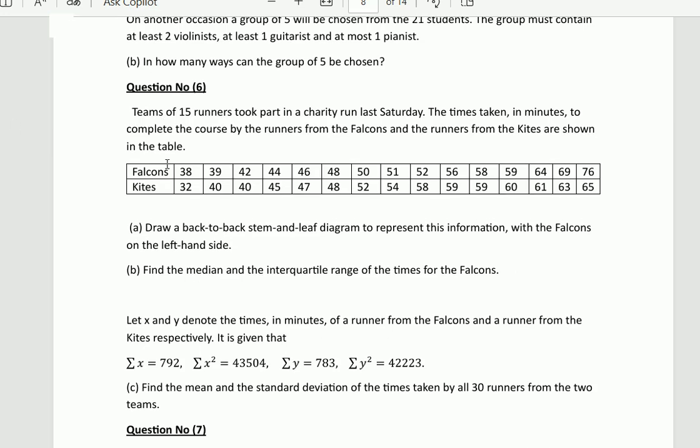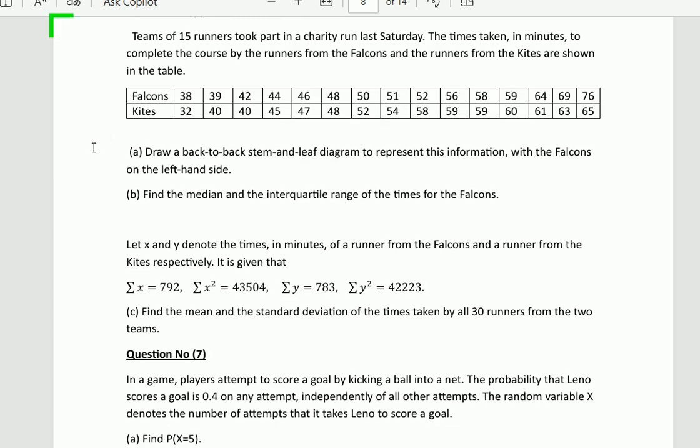Question number 6 says, a team of 15 runners took part in a charity run last Saturday. The times taken in minutes to complete the course by a runner from the Falcons and a runner from the Kites are shown in the table. Part A, draw a back-to-back stem and leaf diagram to present the information, with the Falcons on the left-hand side. Part B is, find the median and interquartile range of the times for the Falcons.